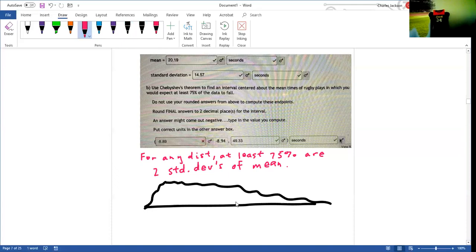Well, the mean is 20.19. Standard deviation is 14.57. And it looks like you correctly found the 49.33. You add 14.57 to that and you have 35.47. Then if you add another 14.57, you would have a 49 and change. And of course, we would subtract to go down.